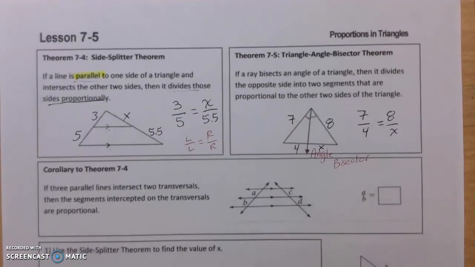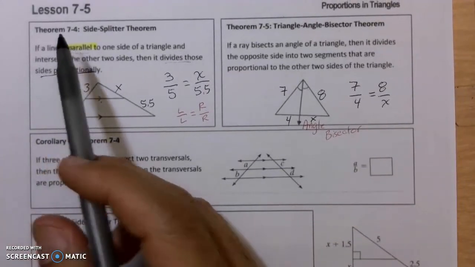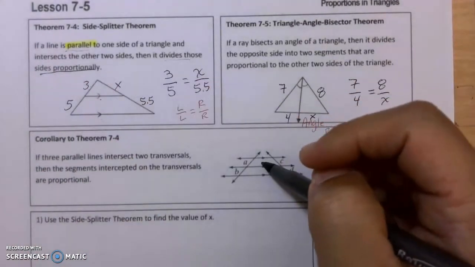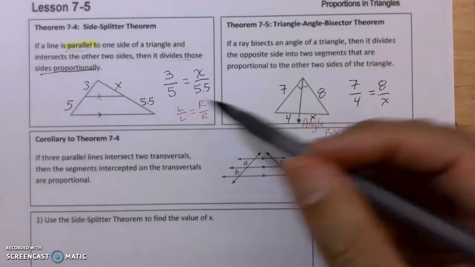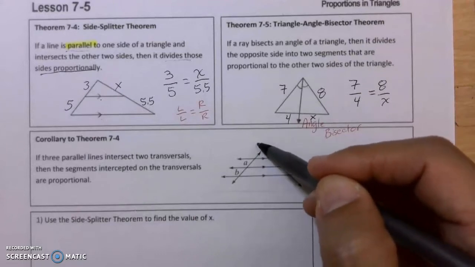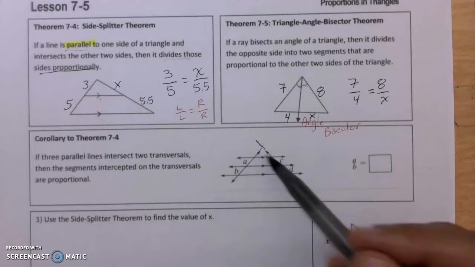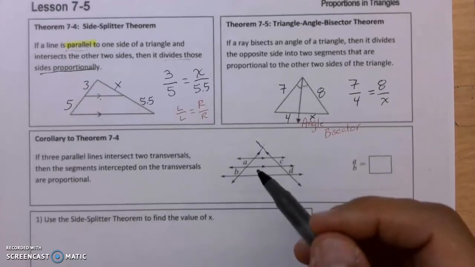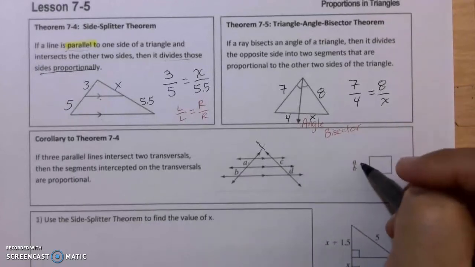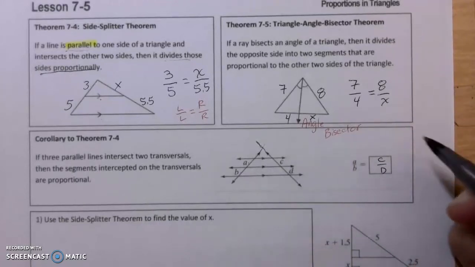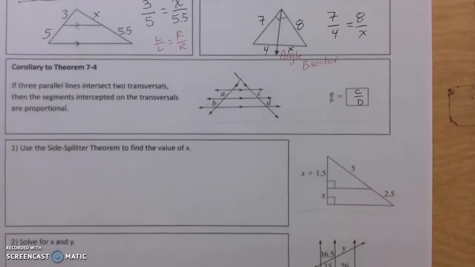This next one here is a corollary to 7-4. This is a bunch of parallel lines. They don't necessarily meet like a triangle, but if I keep extending these lines, you would have a triangle. But basically, parallel lines split these two transversals proportionally. Left to left, right to right. A over B is the same as C over D. Okay? Let's see these in action here.